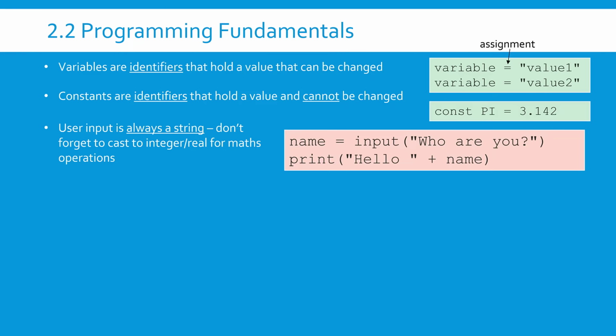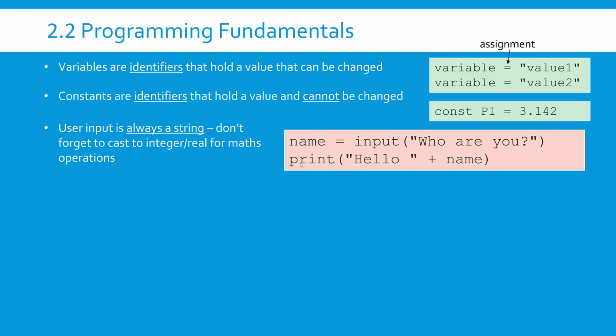Now, when we're getting user input, we'll do something like this first line. We assign the user input to a variable. We might put a little message to the user in the brackets. Now, user input is always a string, so don't forget to cast it to either one of our maths data types if you are going to do maths operations on it later. Here, name should be a string, and so I've left it as it is.